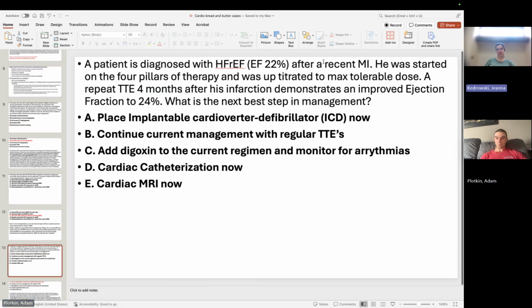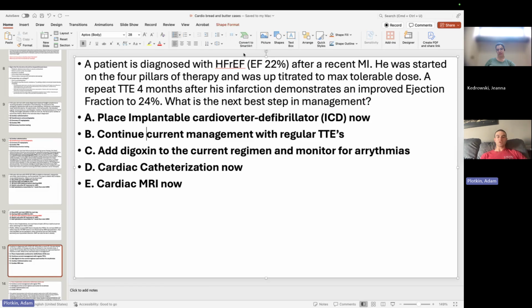All right. Next question. We want to know the next best step in management. Patient's diagnosed with HFrEF. He's got an ejection fraction of 22%. This occurred after a recent MI. He was started on the 4 pillars of therapy and was up-titrated to the max tolerable dose of each one. A repeat TTE 4 months after his infarction demonstrates an improved ejection fraction to 24%. What do we do now?